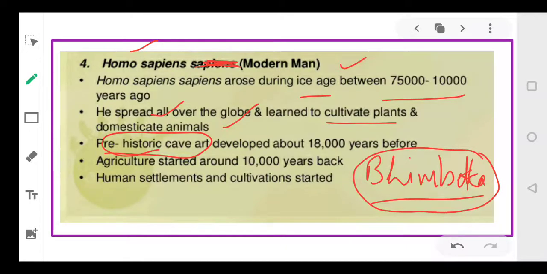These are cave paintings in Madhya Pradesh, and it is believed that agriculture was started around 10,000 years ago. Because agriculture was started, the human population at that point started living at a fixed place. So human settlements were there and cultivation was started. So we are more related to the Homo sapiens, that is the modern man, as we call it. This is how the modern man has developed through different phases.